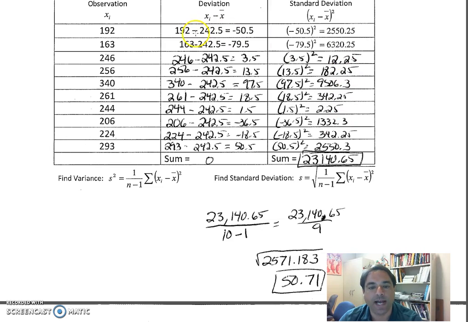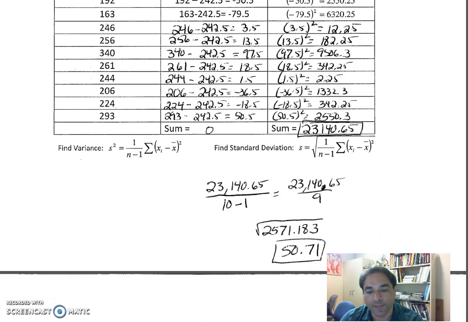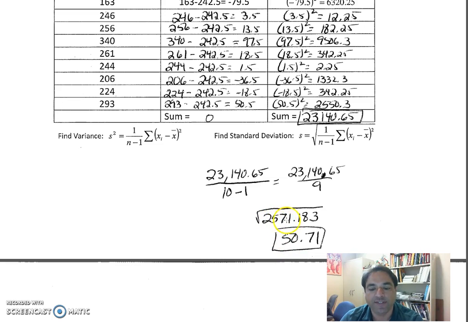So again, subtract each one from the mean, square it, add them all up, divide by n minus 1, and then when you do that, you get this large number, 2,571.183, but remember we're not done yet. We squared them all, now we're going to square root them, and we get our standard deviation of 50.71. So let's do it in the calculator to check it, and we'll talk about what it means.